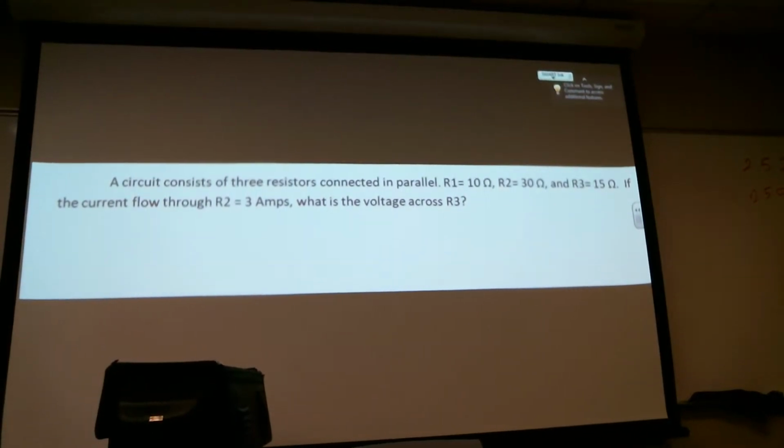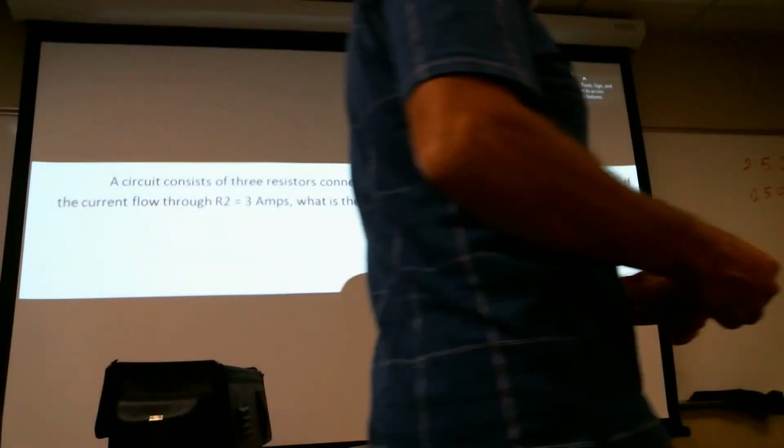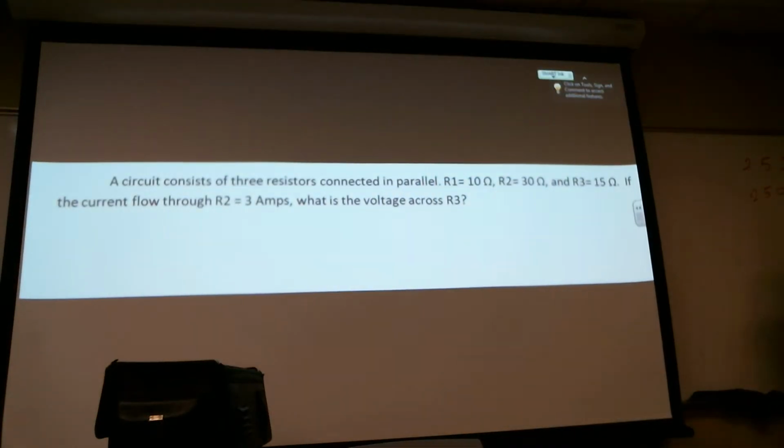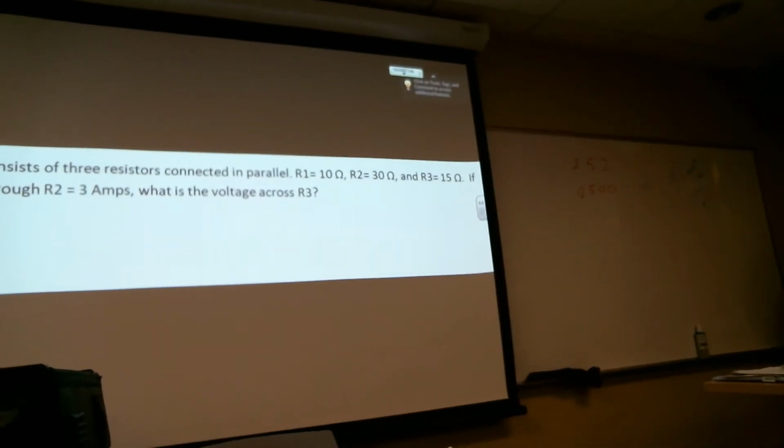So it's 90. To get volts, I multiply current times resistance. 30 times 3. I'm after volts. So if it's 90 volts from here to here, what is it for the other two? 90 volts. Yeah, it's the same.